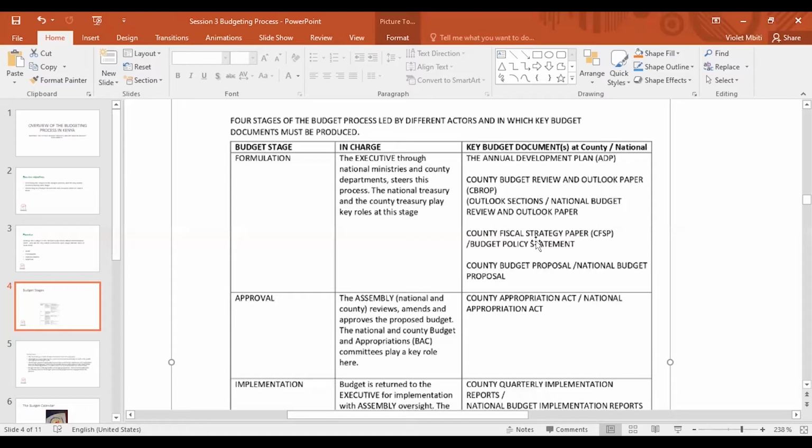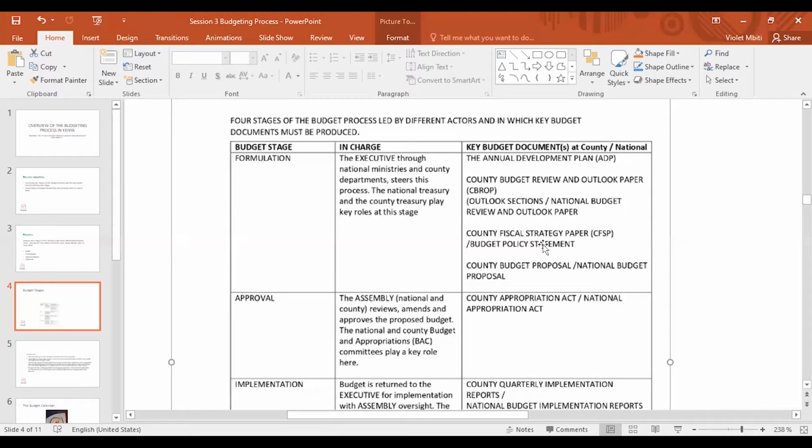You submit a memo with evidence asking the county treasury why they should allocate more money towards agriculture, why they should allocate more money towards health, why they should allocate more money even towards the county assembly. So that is why it is crucial that even during the CFSP, you are available at the public forums to go and share your feedback.